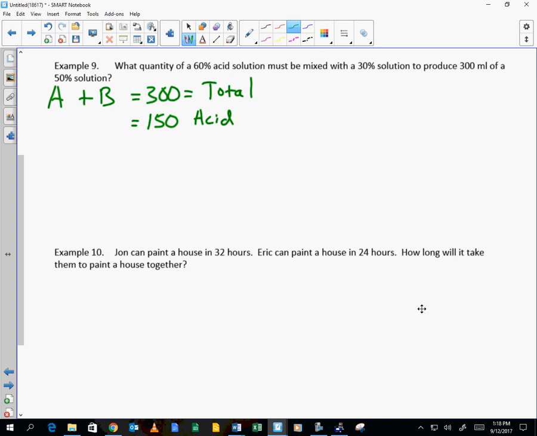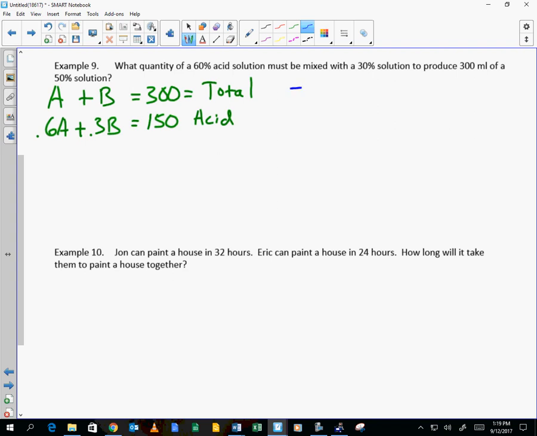Well, what percent of A will be acid? What percent of B? So now I have two equations. And again, I can use linear combination, or I can use substitution. I'm going to use linear combination. What could you multiply the top through by to use a linear combination?